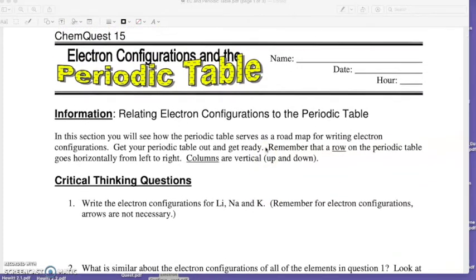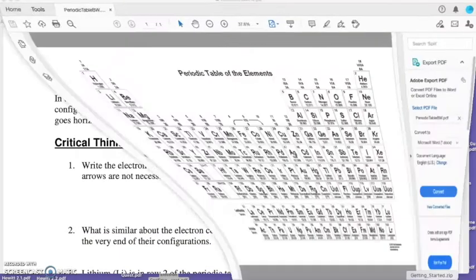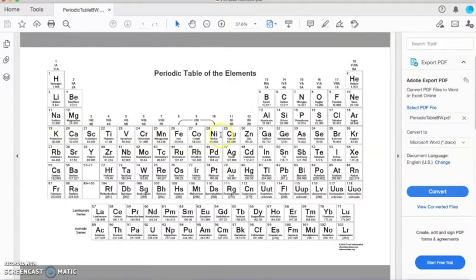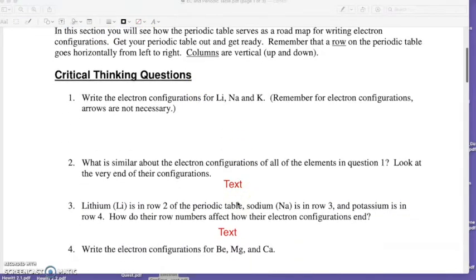Okay, this last quest, we're going to take electron configurations and relate them to the periodic table. So we're going to see how the periodic table serves as a roadmap for our electron configurations. Have your periodic table ready to go. Remember that rows go horizontally, so let's review that. Rows go horizontally and columns go vertically, okay? And that'll help us do some work here.